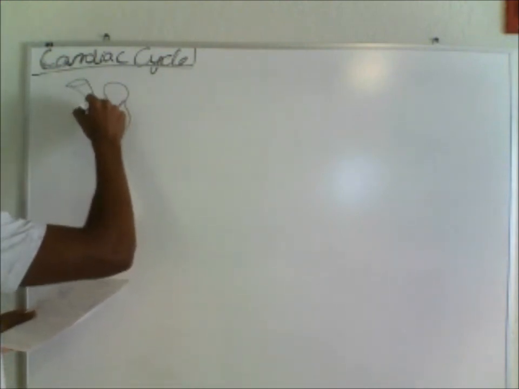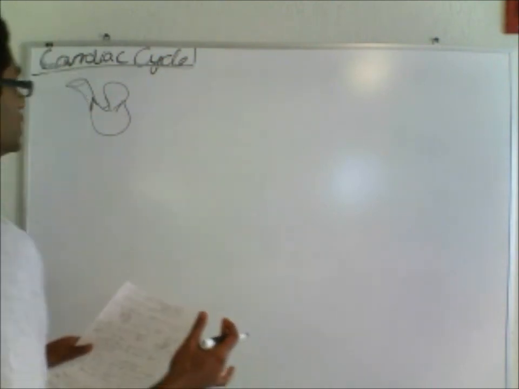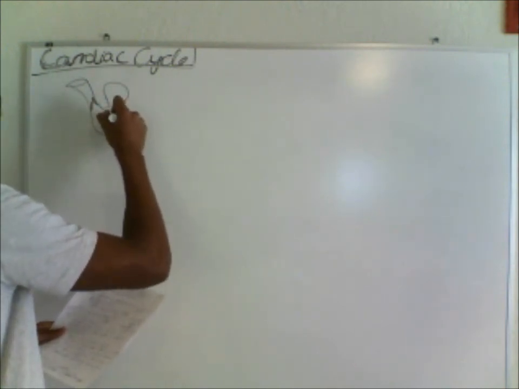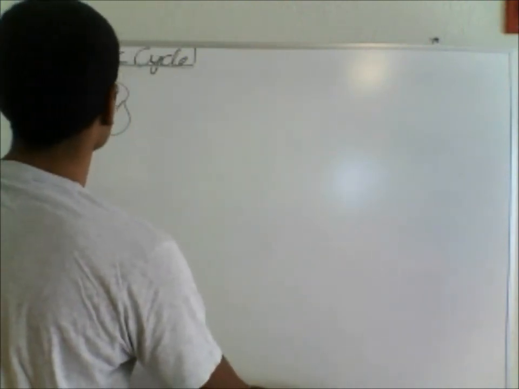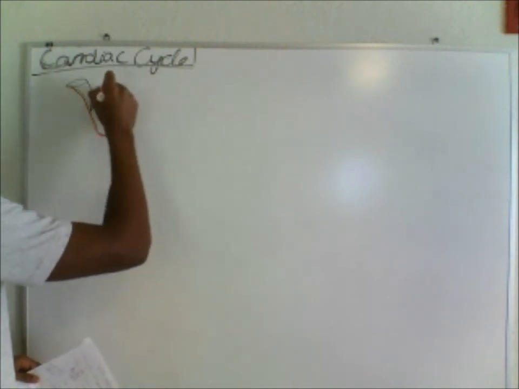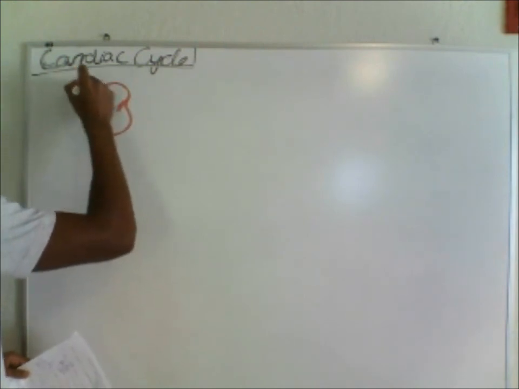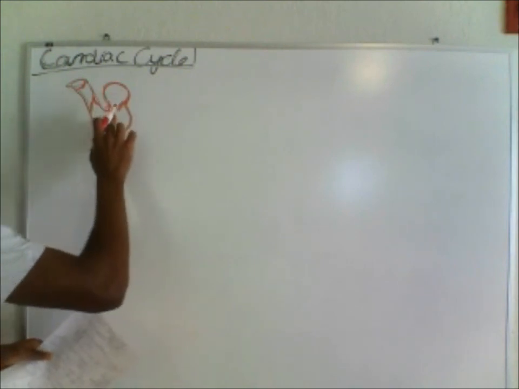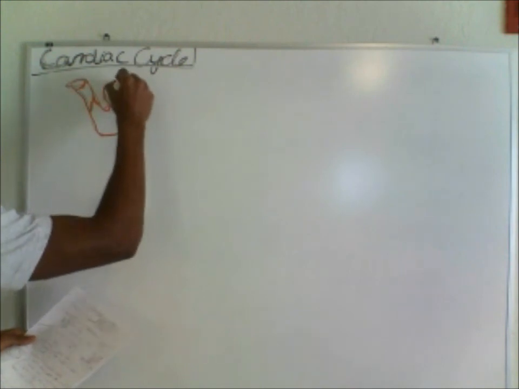This is the first part, where the atria is contracting. So here's when you would see the P wave on the ECG. I'll go over this later. I'm going to draw this in red so it's easier to see. Here you would have the mitral valve open, and so you have your atria now contracting.